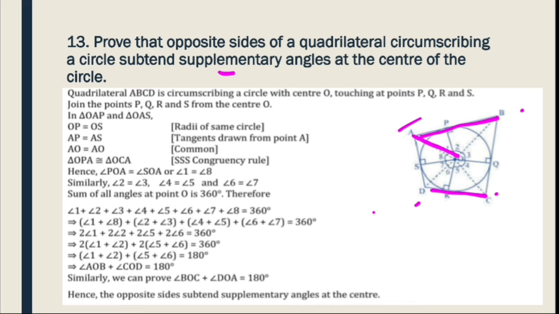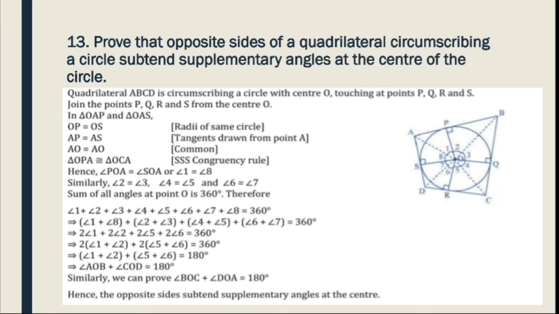That means this AOB, okay, this angle, and COD, this angle, will be supplementary to each other. That means their sum will be 180 degrees. The sum of this and this angle is 180 degrees. Okay. Now look at here. You have to join this OB, OA, then OC and OD.